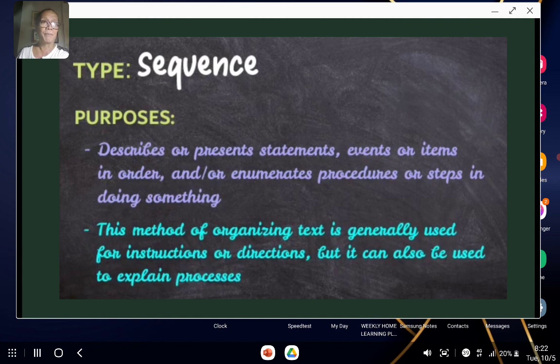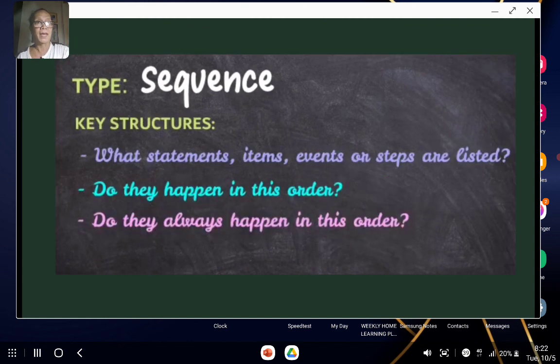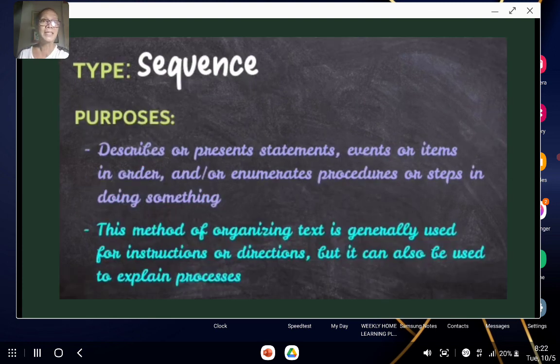We have here the purposes. The purposes are to describe or present statements, events, or items in order, and or enumerate procedures or steps in doing something. This method of organizing text is generally used for instructions or directions, but it can also be used to explain processes.